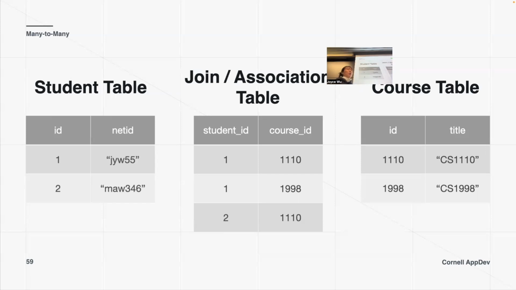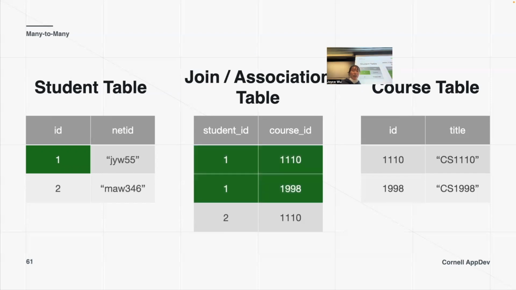So we can figure out which student is in which course, because they would all be entries in this particular table. So we see that myself, JYW 55, I'm in 1110 and CS 1998. And we just link it to the course ID such that we have this completely new table that we can query our relationship information off of. So if I'm curious about, for example, which students are enrolled in 1110, I can just do a SQL command on this join table in the middle here to get out all of the student IDs, and then we can link it to the particular students.